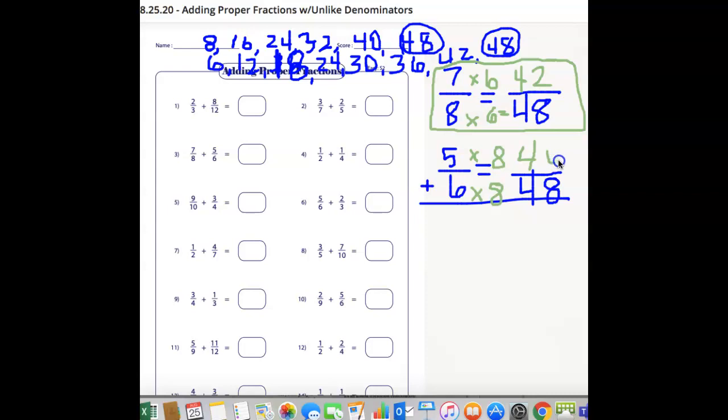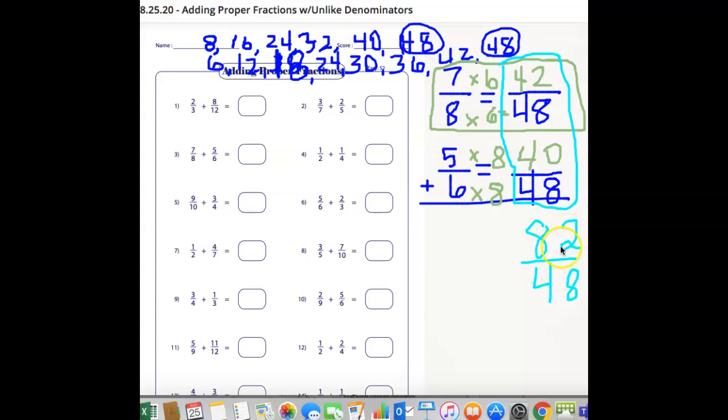All right? So now we can add these two. Add those two. So when you add those together, and the reason you can add these is because the denominators are the same. So we're going to keep the denominator 48. We don't add those together. You don't add the 48s together. You keep 48 and you add 42 plus 40. 2 plus 0 is 2. 4 plus 4 is 8.